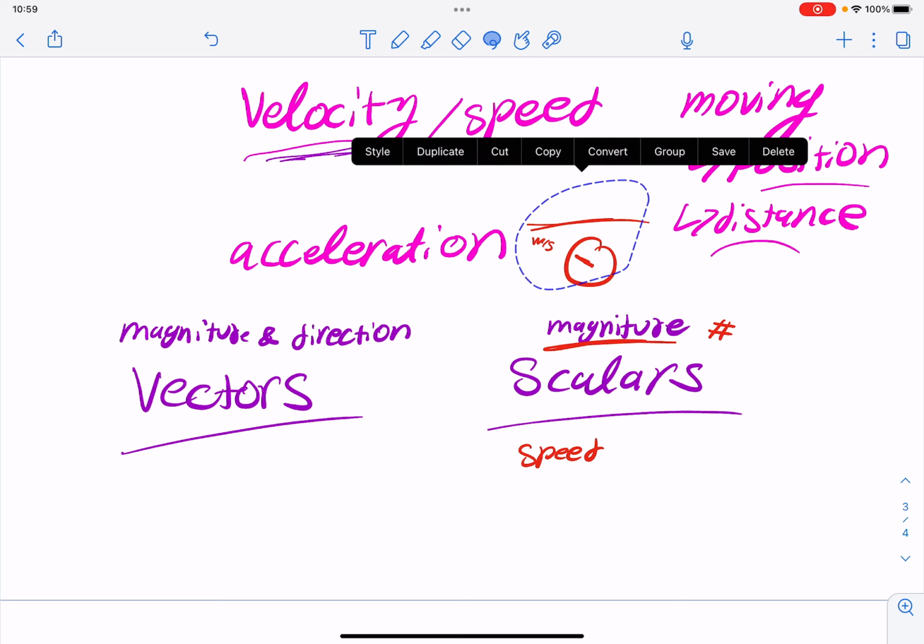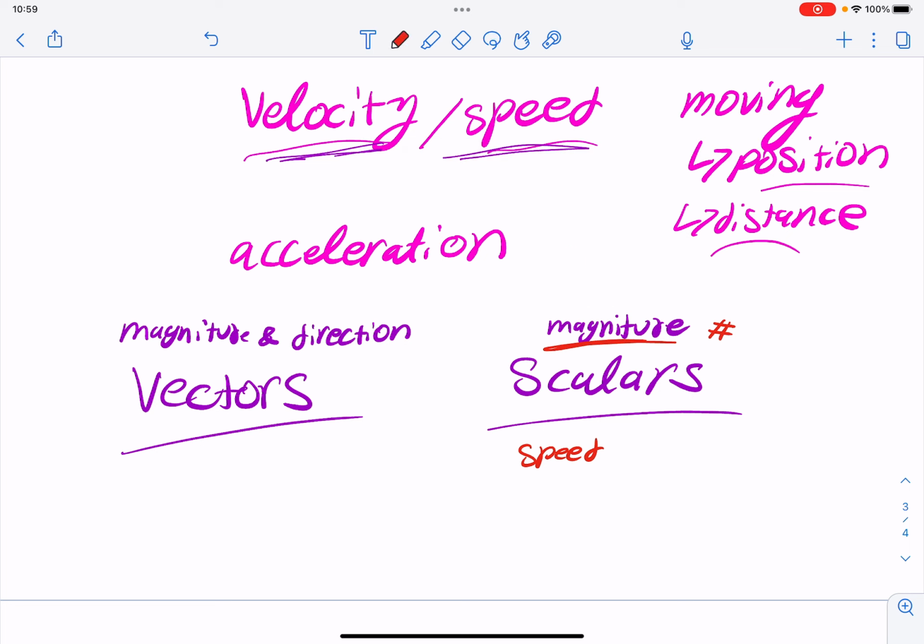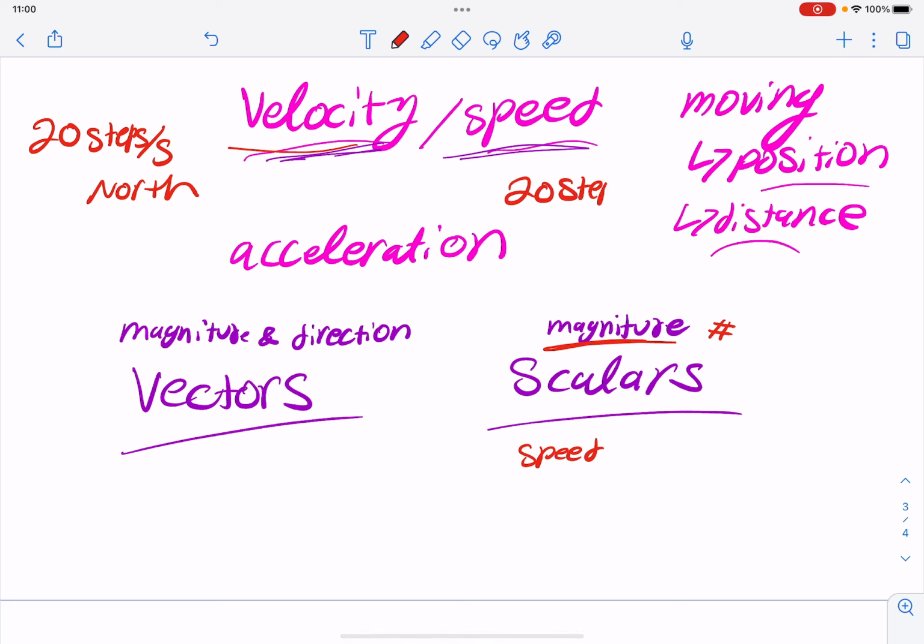Then we have velocity. Now you're thinking, my velocity is just how fast I'm moving. Maybe that's what's going through your head right now. But your velocity actually does take into account what direction. So let's say you take 20 steps per second north. Right? 20 steps per second north would be your velocity. Your speed, however, would just be 20 steps.